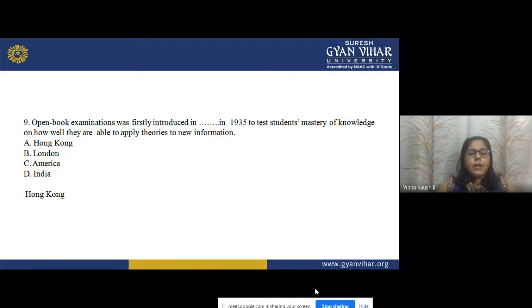Now, the open book examination was first introduced in dash in 1935 to test students' mastery of knowledge on how well they are able to apply theories to new information. In which country was the open book examination first introduced? Now, the options are A. Hong Kong, B. London, C. America, or D. India. So you have to select the correct answer from the given choices, and the correct answer is option A, that is Hong Kong.